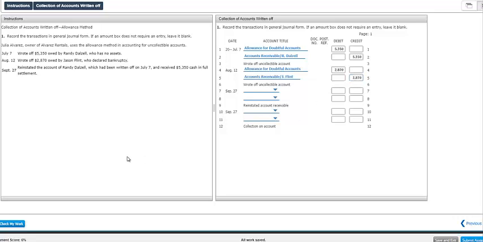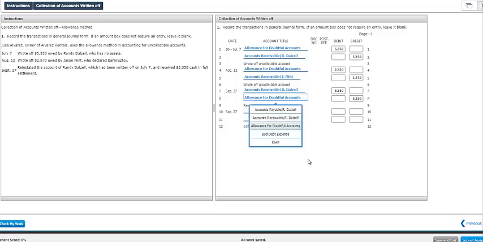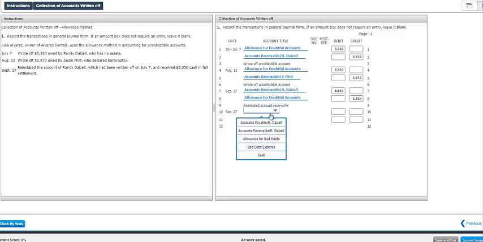Okay, on September 27th, we reinstated the account of Randy Dalzell, which had been written off July 7th, and received $53.50 cash in full settlement. So on occasion, we'll have a credit customer who comes back and pays, or maybe we might have received a little bit from the bankruptcy. So the way that we reinstate the account is we simply reverse the entry where we wrote him off. So we're going to debit his account again and then credit the allowance for doubtful accounts for the amount that he paid us, and he paid us $53.50. So now that his account is back on the books, we're going to collect the cash. So debit cash and credit accounts receivable.